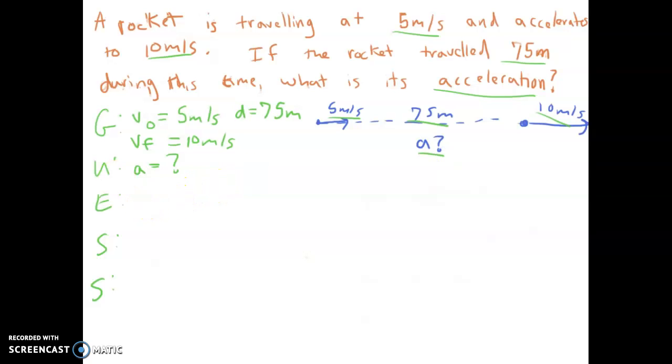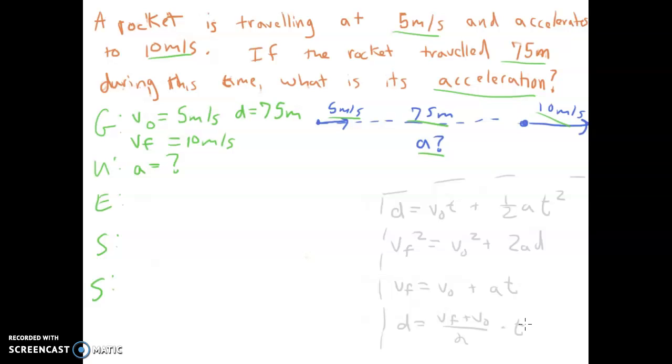And equations. So with equations, right, you would look at your equation sheet. I'll go ahead and write them here. So displacement is equal to V naught t plus 1/2 a t squared. Okay, so those are our 4 kinematic equations.